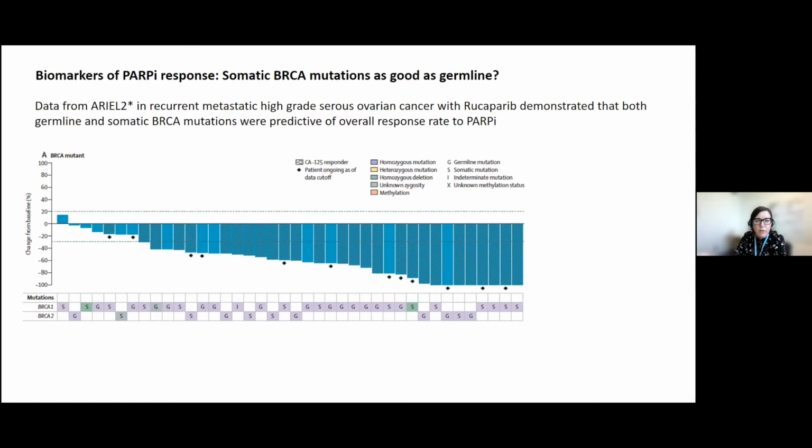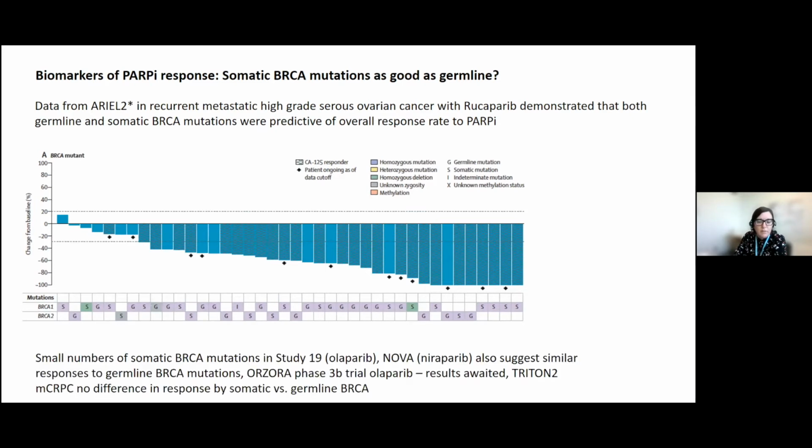In ARIEL2, we showed that somatic mutations responded just as well as germline mutations. And there are small numbers of patients that have contributed to the other studies, such as Study 19 and NOVA, showing that somatic mutations do respond just as well as germline. So if we're looking to target other targets with DDR inhibitors, we shouldn't just be focusing on germline mutations. There is a trial called the AZORA trial, the results of which are awaited, which focused specifically on somatic BRCA and HRD, the other non-BRCA mutations.